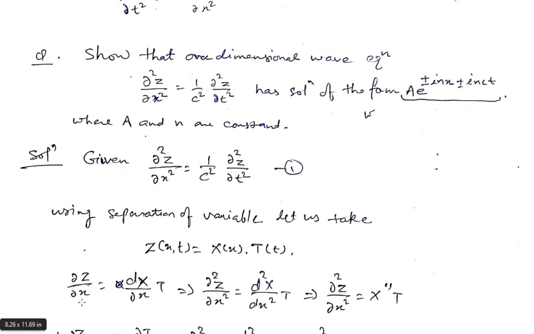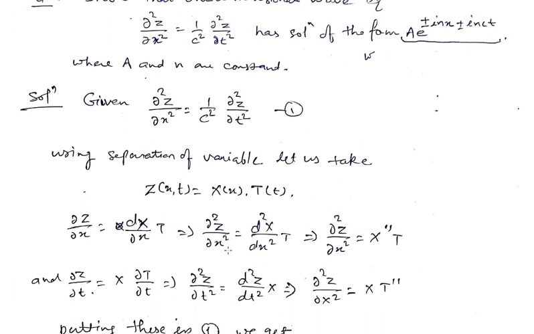So, when we differentiate z partially with respect to x, we get ∂z/∂x = dX/dx · T. That's an ordinary derivative, not a partial derivative, because X depends on a single independent variable, small x. So here we use the ordinary derivative dX/dx times T, using the u·v rule. Again, we differentiate this partially with respect to x, and we get ∂²z/∂x² = d²X/dx² · T, or we can rewrite it as X'' T.